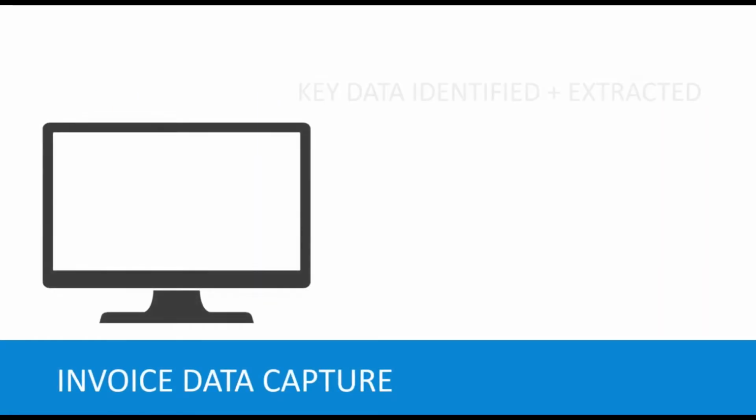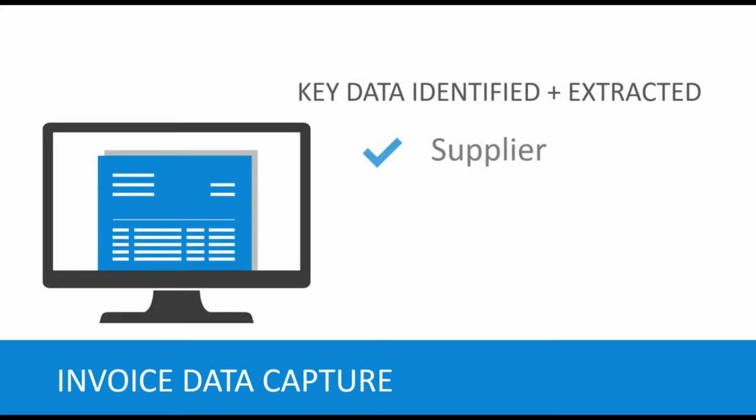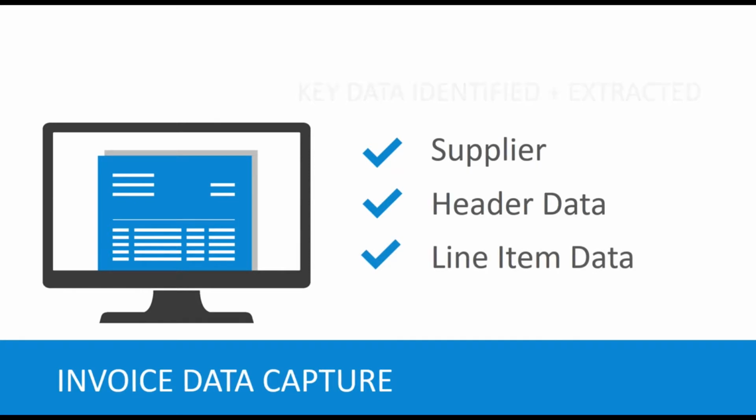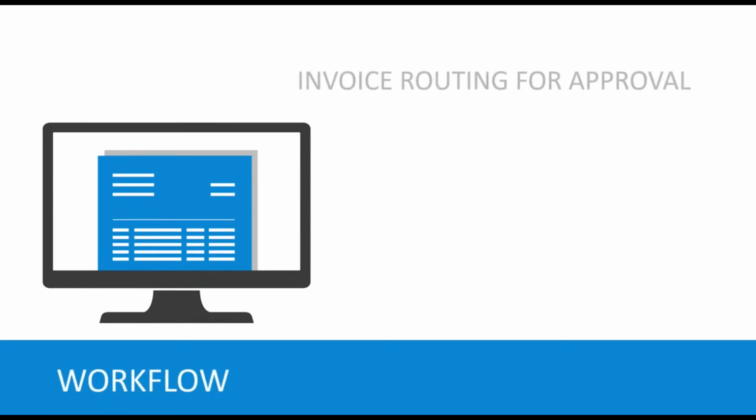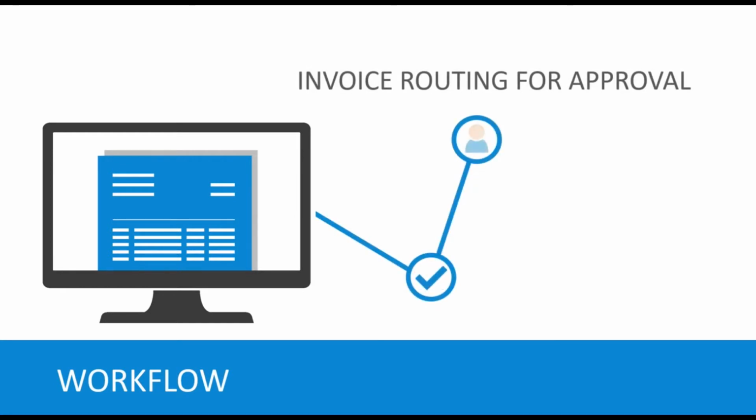Now with our advanced capture platform, we will identify the key data for extraction, as an example, who the supplier is, all the header data, plus optional line item information. Once capture is complete, we will migrate the invoices to FileBound and start the accounts payable workflow process.